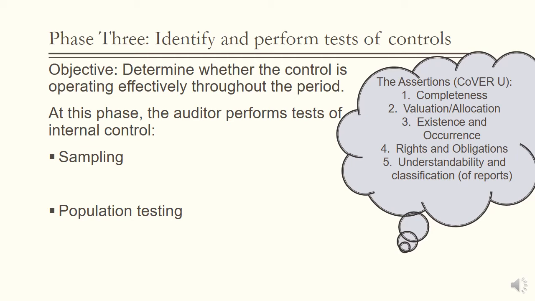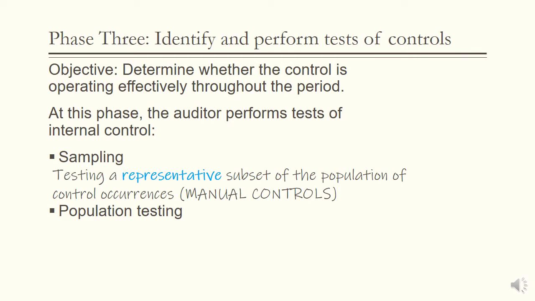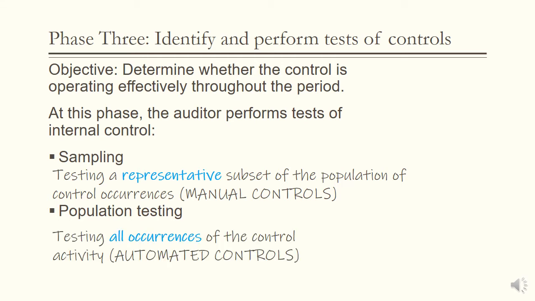Now, auditors can perform tests of control based on sampling, which is testing a representative subset of the population. This is generally performed on manual controls, or by looking at all occurrences of the control activity. This is generally performed for automated controls. And it's important to note that as companies adopt accounting information systems and use computers for more and more of the basic accounting functions, the testing of controls will move more to the population testing and away from the sampling testing.